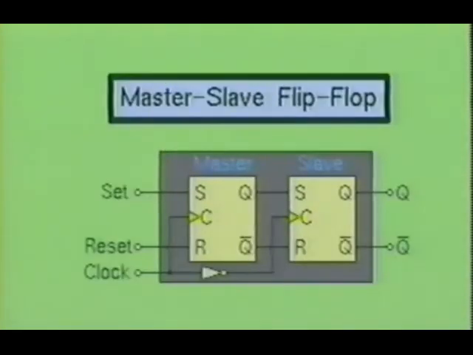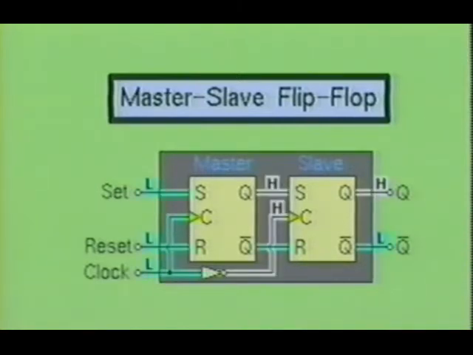display the changes in the output state until the clock pulse becomes 0 is by the use of the master-slave flip-flops. Here we see a simple master-slave RS flip-flop. It contains two clock RS flip-flops and a logic inverter. The master-slave flip-flop will be contained in a single IC package. The operation of the master-slave flip-flop is very simple.